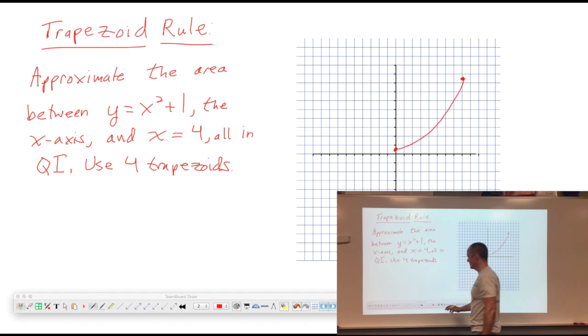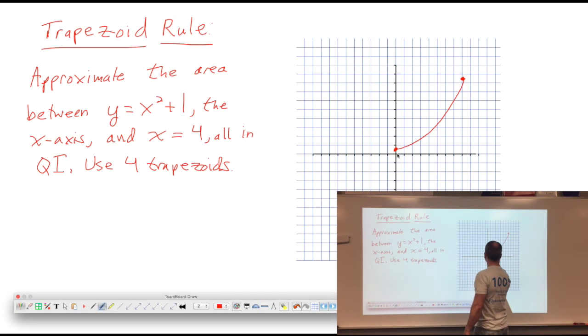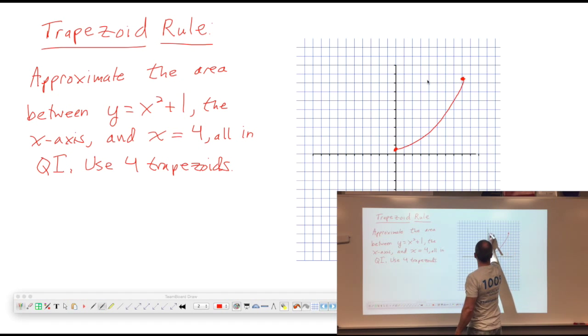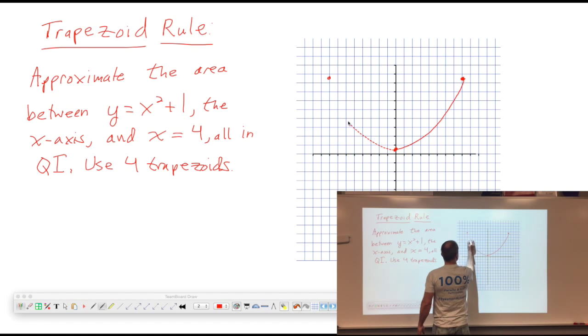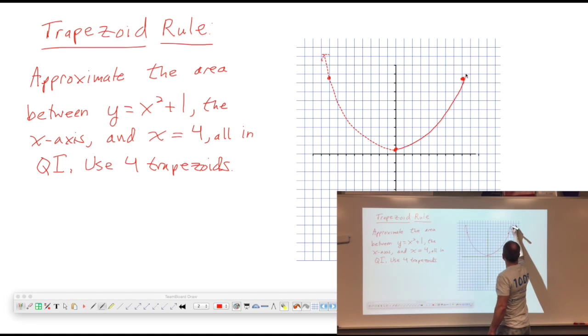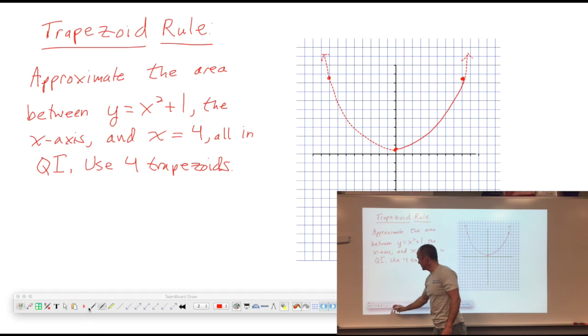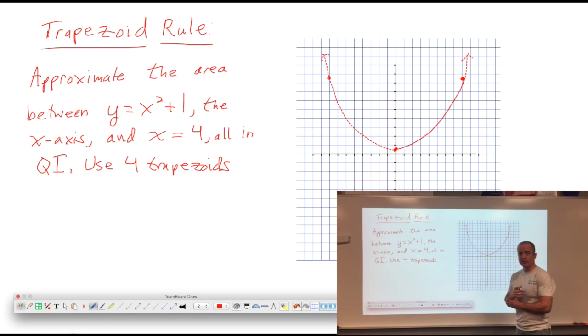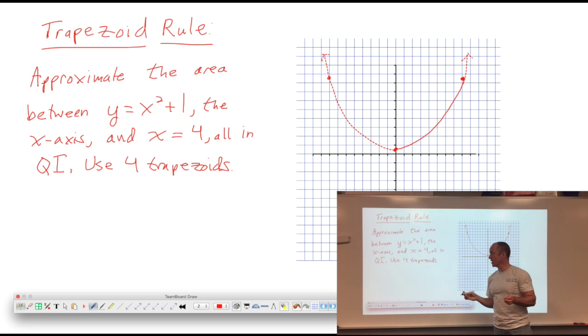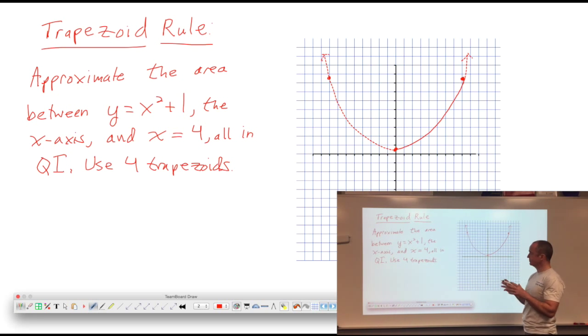It's not all there is to the parabola. The parabola does continue symmetrically on the other side of our graph. It does go on forever, but we don't care about that part. We only care about the part from 0 to 4 because that's in quadrant 1 between x equals 0 and x equals 4. Okay, so we're approximating this area. Now this would be hard to find this area. You could antiderive it, plug in your values, but the question here is, can you do it with trapezoids?